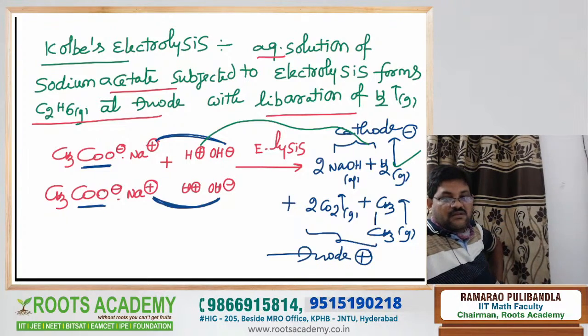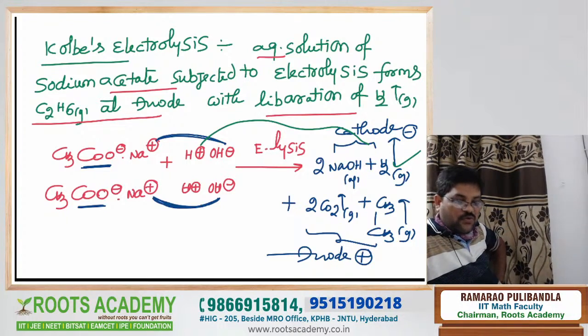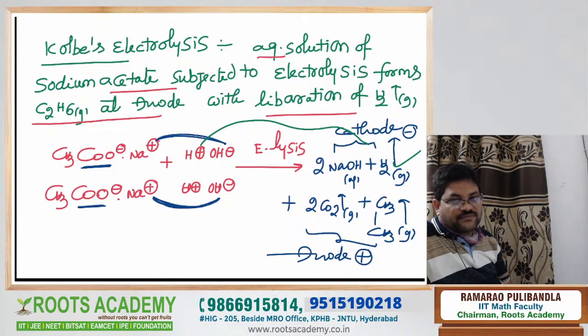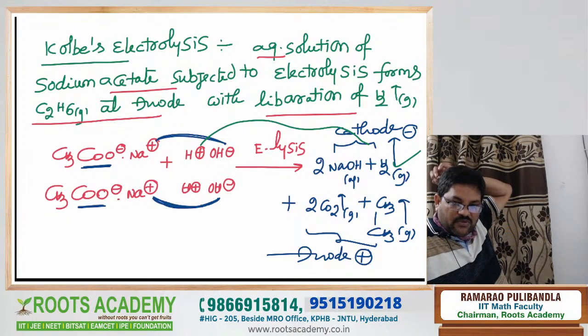Now the anions move towards the anode side, because the anode is a positive pole. Anode is what pole? Positive pole. Now the COO minus leaves in the form of CO2 gas, oxidation. Methyl combines, you get what? Methyl combines, you get ethane gas. Tell me, without H.